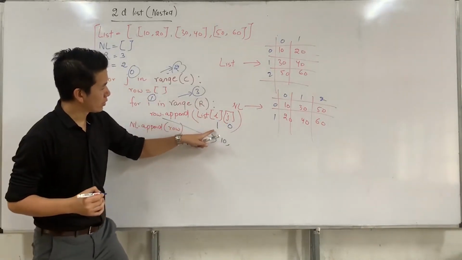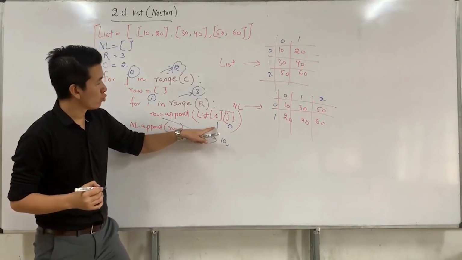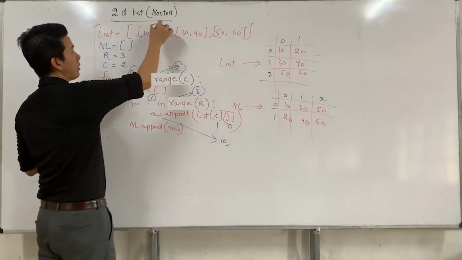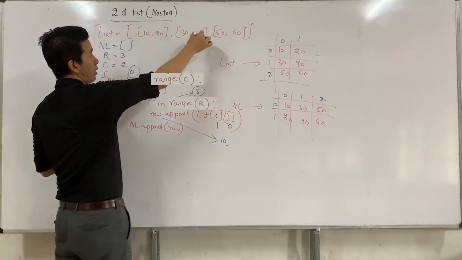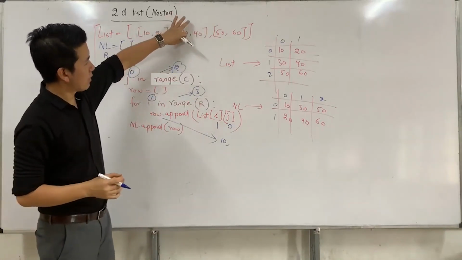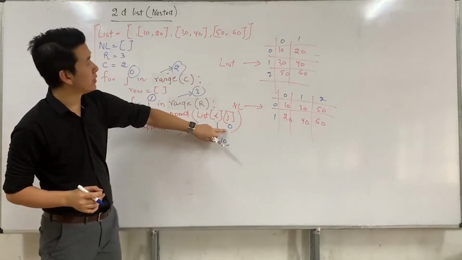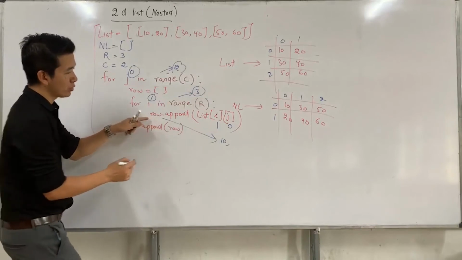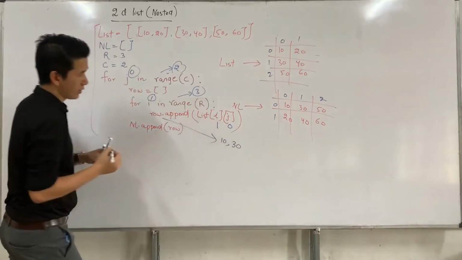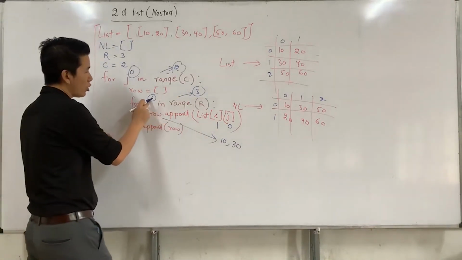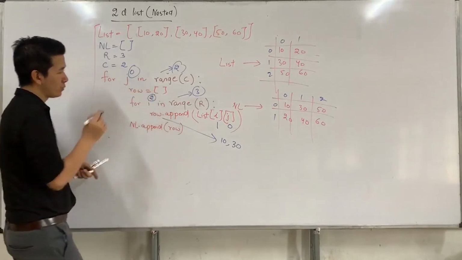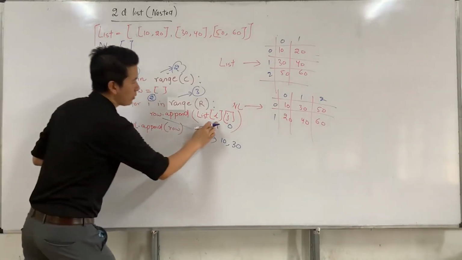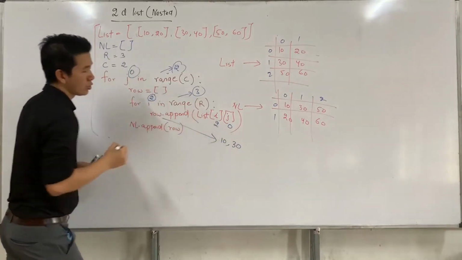1 and 0 means row number 1. Row number 1 means the element number 1. So this is element number 0 and this is element number 1. In element number 1, pick up the 0th element, which is 30. So 30 will be appended to the row. You will have 30. Alright? And then the value of I will change to 2. So this time it will be 2 and 0.